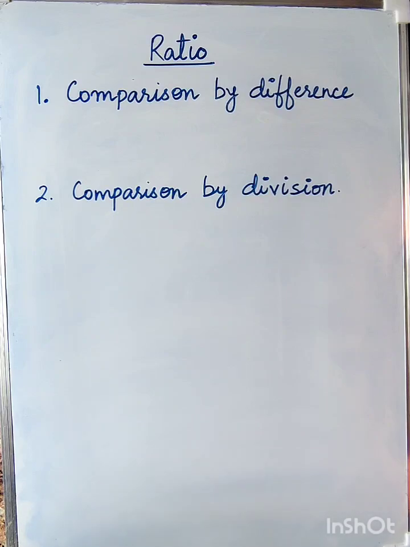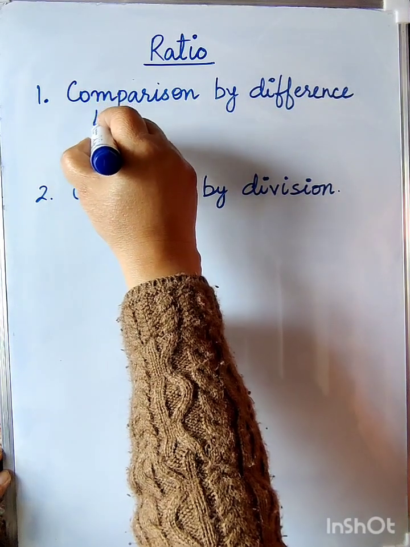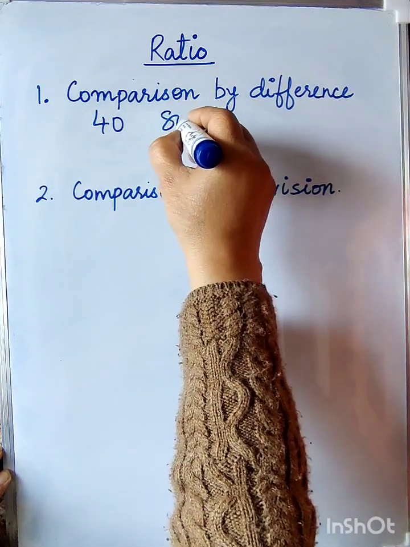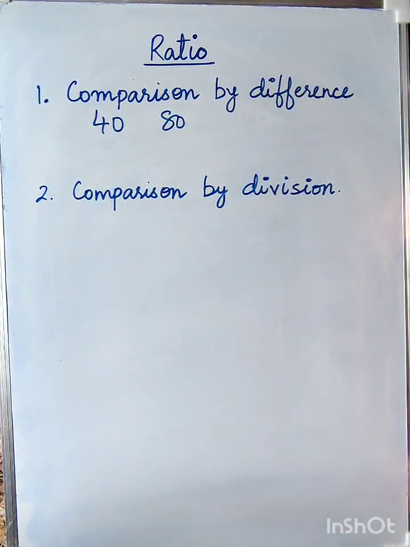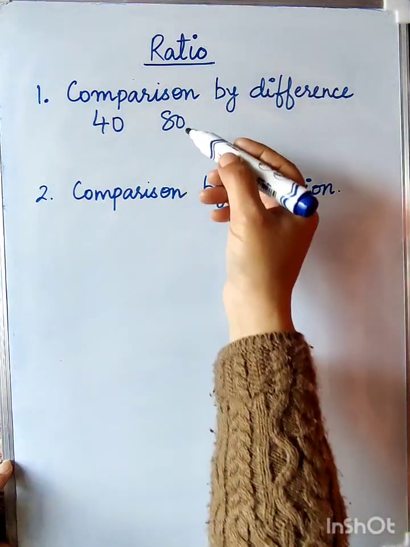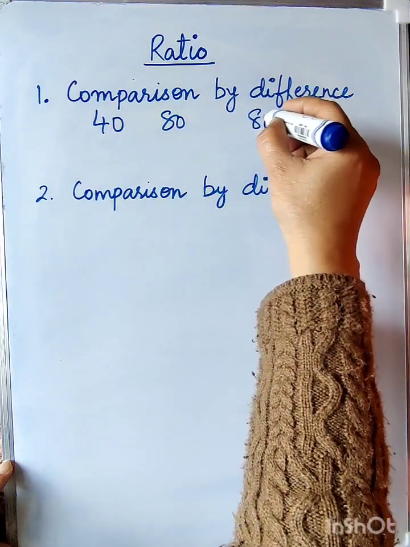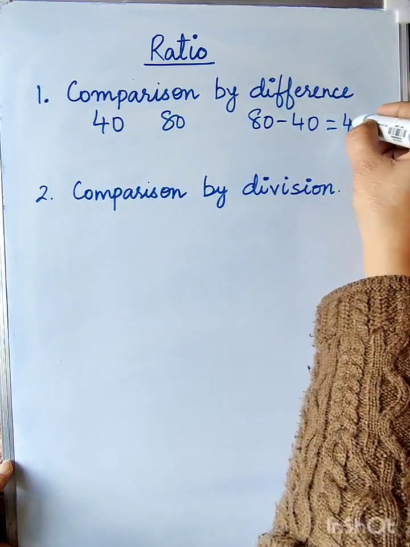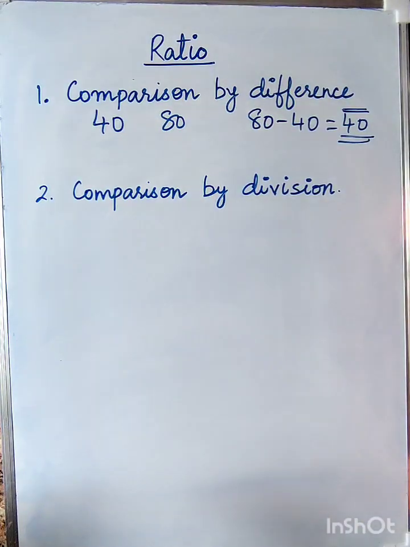So suppose you got 40 marks in your maths exam and your friend got 80 marks in the maths exam. You are going to tell your parents that you got 40 less than your friend, or you can say that your friend got 40 marks more than you. So here we are comparing the marks by finding the difference between them. That means 80 minus 40 gives you 40. So there is a difference of 40 marks. This kind of comparison by finding the difference is known as comparison by difference.